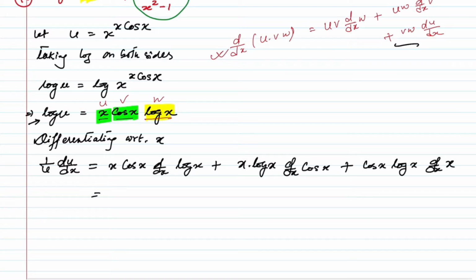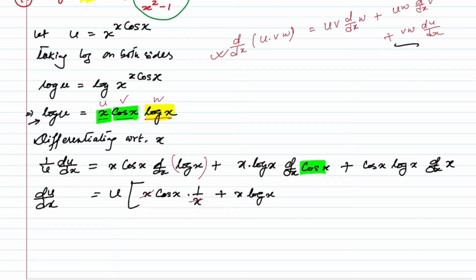So here you see du by dx will be u into x cos x, and derivative of log x. Derivative of log x is 1 by x, so here into 1 by x. So here x gone, then plus x log x, and derivative of cos x is minus sin x, so here we will get minus sin x, then plus cos x log x, and derivative of x is nothing but 1, so you can keep it like this.